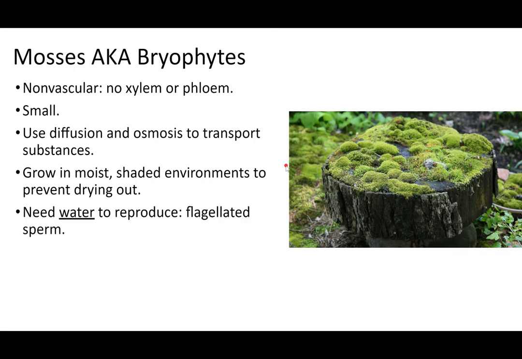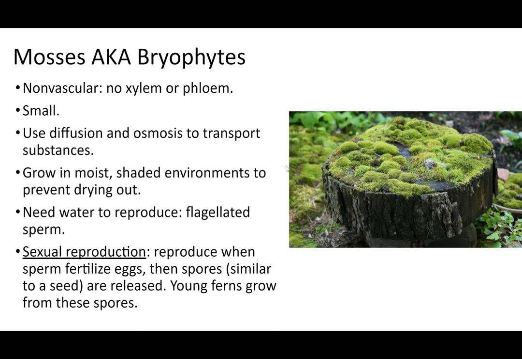Bryophytes need water to reproduce. They have flagellated sperm. And so they do reproduce sexually. So when sperm fertilize the eggs, and then you have spores that are released. Now, spores are very similar to seeds, but they're more primitive. So we still have sexual reproduction where we're mixing up the DNA with the egg and the sperm, but we create a spore.